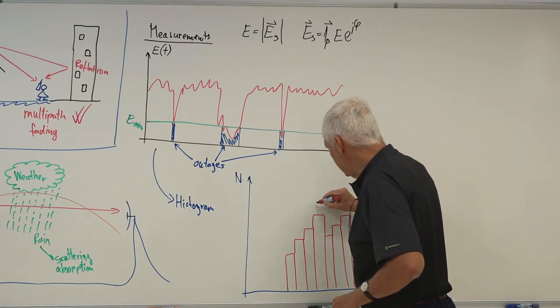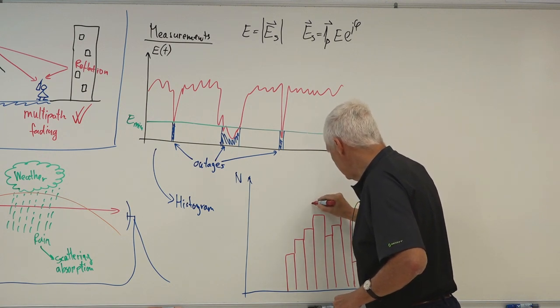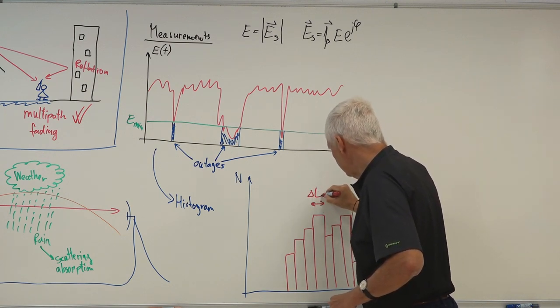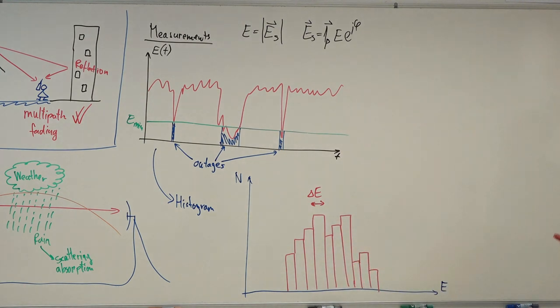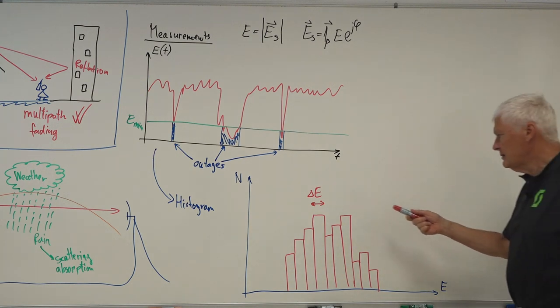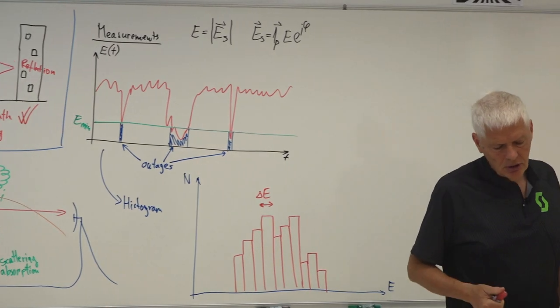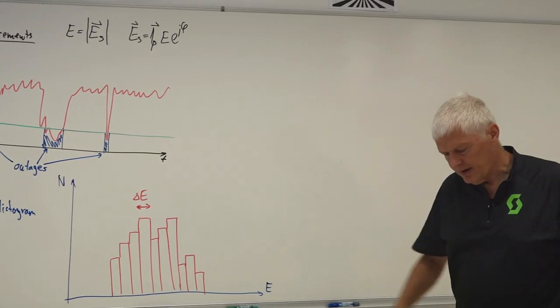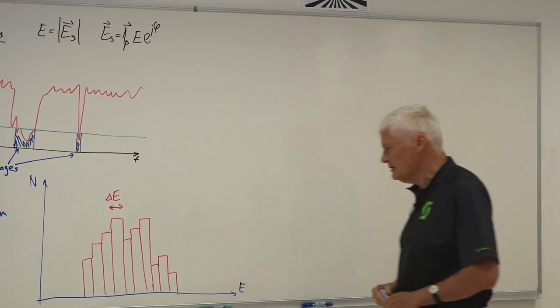We have to select here now the width of these columns, so delta E. Now, what can happen with the histogram? If I select a delta E that's too large, I'm not going to see much because these columns are going to be very large, maybe just a few, and I'm not going to see much about the signal.